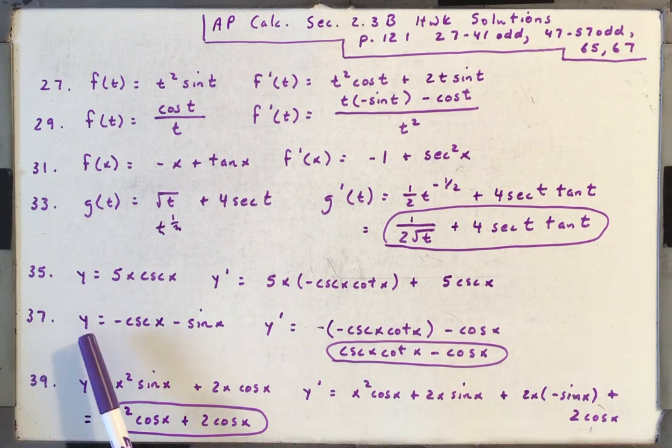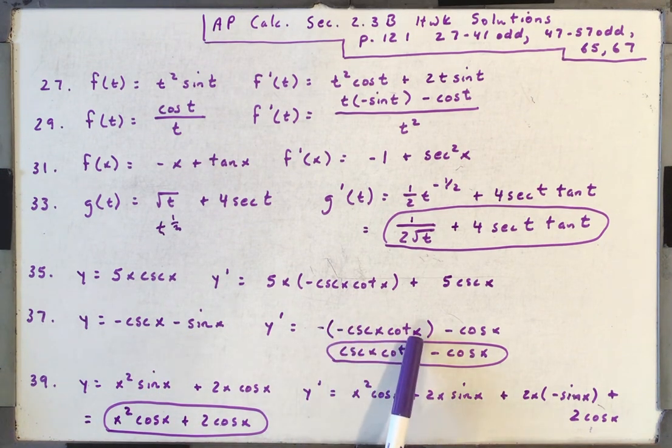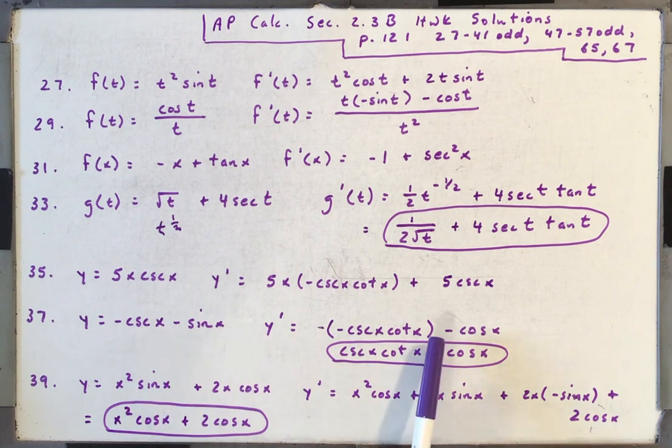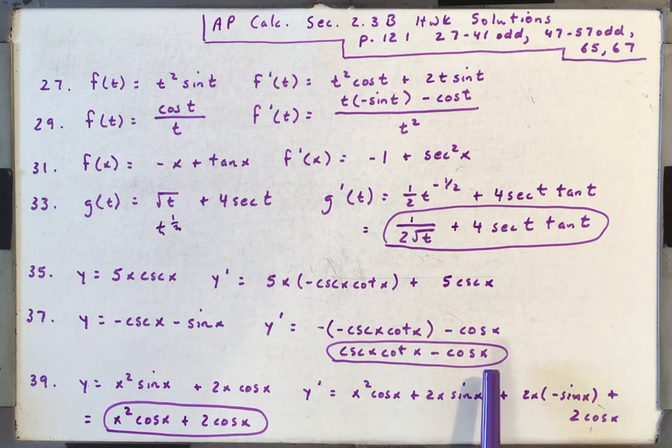All right, 37, y is equal to minus cosecant x minus cotangent x. So the derivative of minus cosecant x would be minus cosecant cotangent x, and the derivative of cotangent is negative cosecant squared, so that would be minus cosecant squared x. I am going to go ahead and make the two minuses into a plus, and that's good enough.